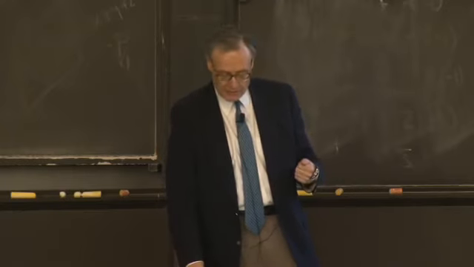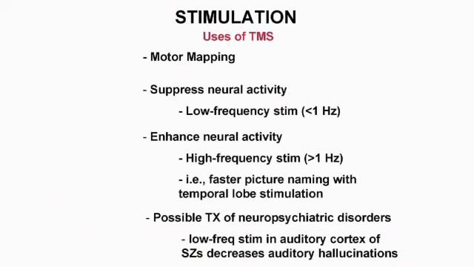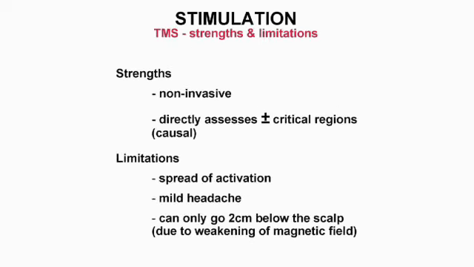So people have done experiments like this to suppress activity, to enhance activity. Sometimes it makes people even faster, like naming pictures, and there are still experimental studies of whether it can be helpful for treatments of neuropsychiatric disorders. So it's non-invasive in the sense that you're not going literally inside. You have a causal tool because you're turning the brain on or off. It's not very well targeted. It can't go into subcortical areas, but it's a very interesting tool.